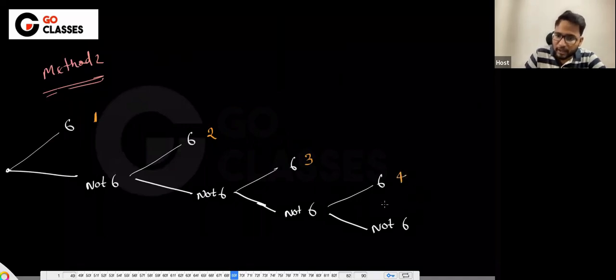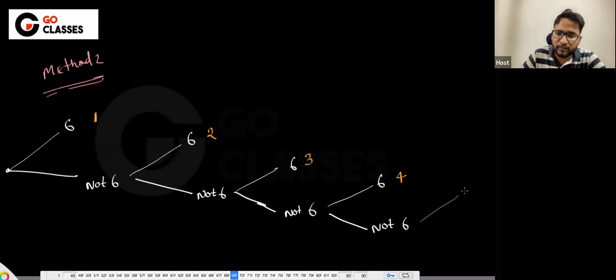If 6 is coming, till now 4 rolls, 1, 2, 3, 4, okay? Till now 4 rolls. And if 6 is not coming, then what will I do? I will roll it again. There is no option, roll it again, not 6. Then I will say that till now 5 rolls, there is no 6, then I will roll it again. There is no stoppage at all. This is an infinite tree. Getting the point?